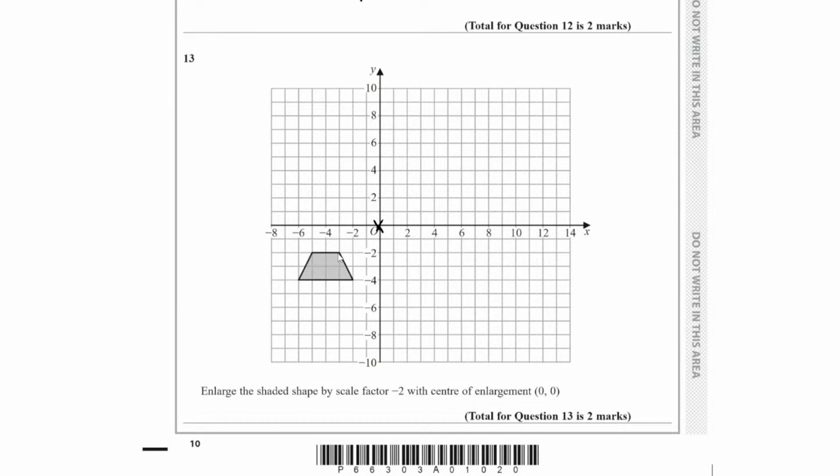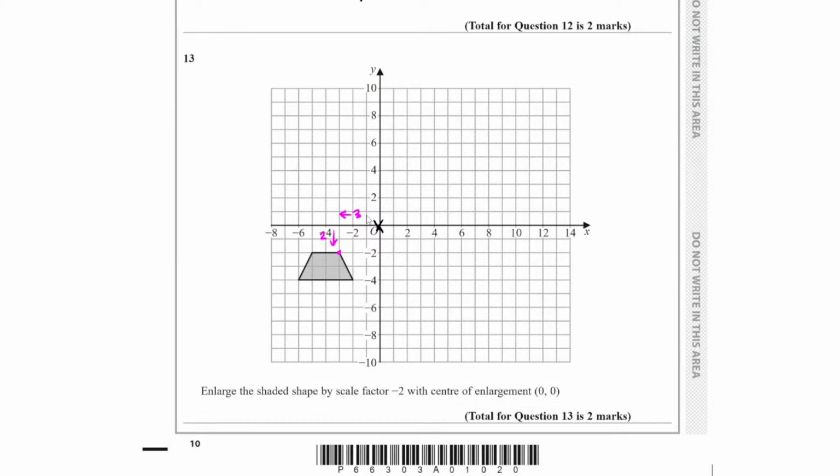That's just me. I pick one corner to start with. Let's say this one. And I count the squares, vertically and horizontally. Start from your centre of enlargement. Don't start from the shape. Okay, so from the centre of enlargement, do you see how I need to go 1, 2, 3 to the left and then 1, 2 down to get to that corner?